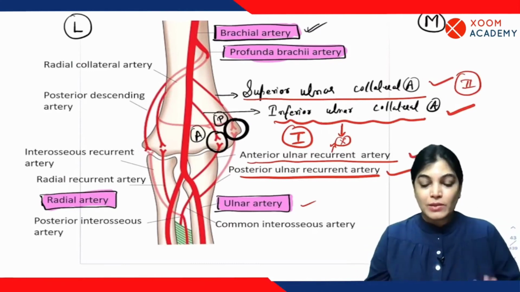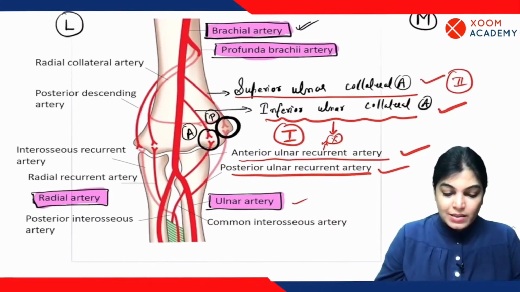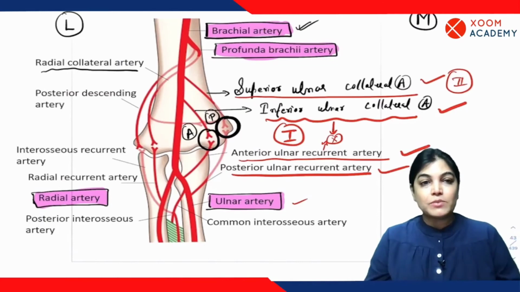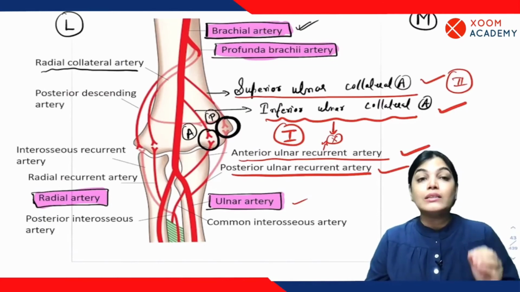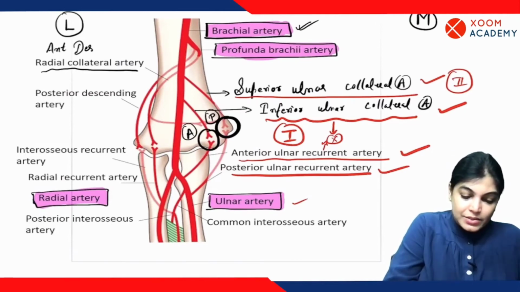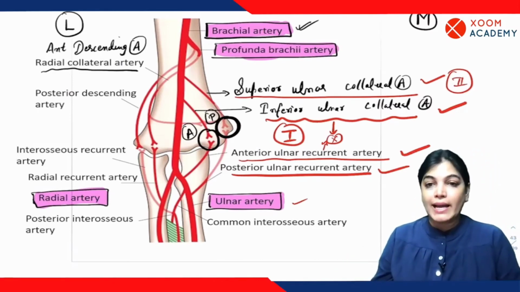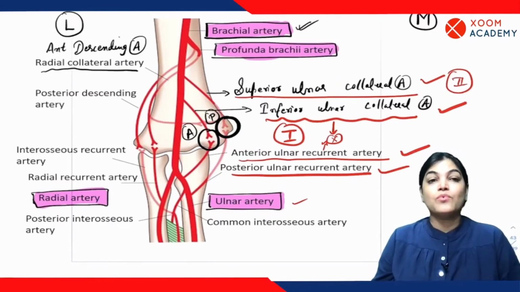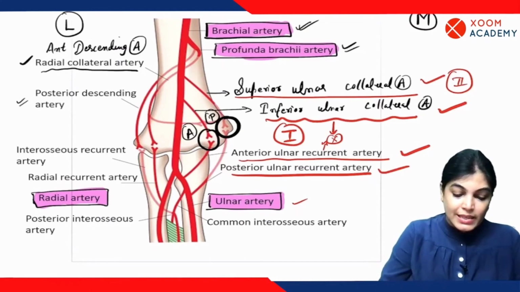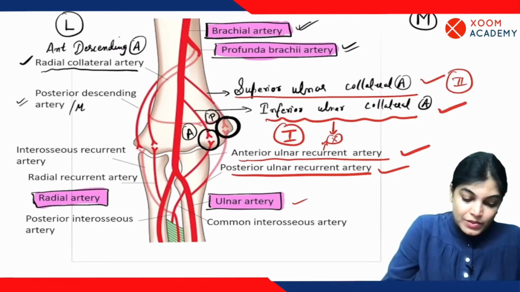When we see the lateral aspect of the elbow joint, we can clearly appreciate the radial collateral artery. Just now I have explained to you about the radial collateral artery. The other name of the radial collateral artery is the anterior descending artery. If you remember the previous topic discussion where I explained the branches of the profunda brachii artery, we know that there are two branches: one is the anterior descending, also called the radial collateral artery, and the other is the posterior descending, also called the middle collateral artery.